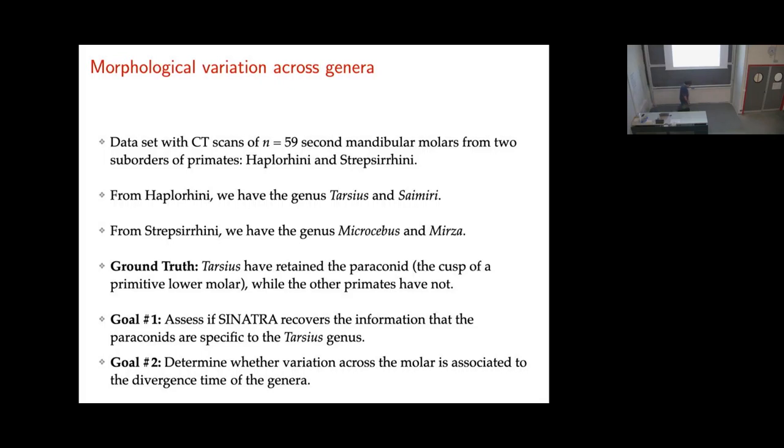We published this in an applied stats journal. So we needed some type of real data set where we might have some understanding of what's going on. So what we have is molars from different suborders of primates. And we know how far these primates are from each other. And we know for one of them, the paraconid, the cusp, has been retained.